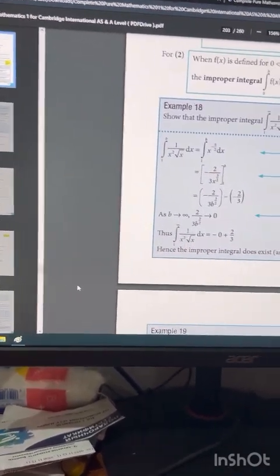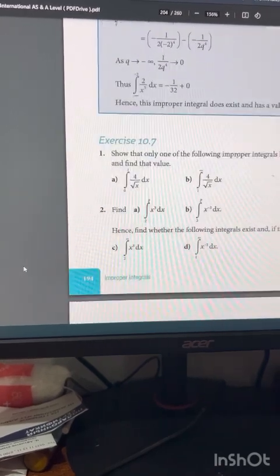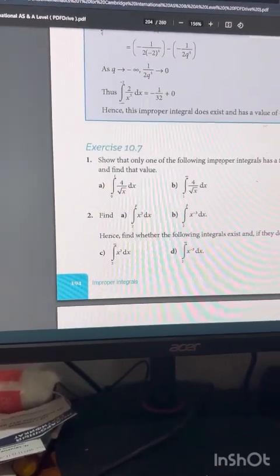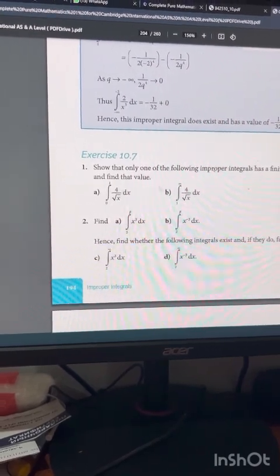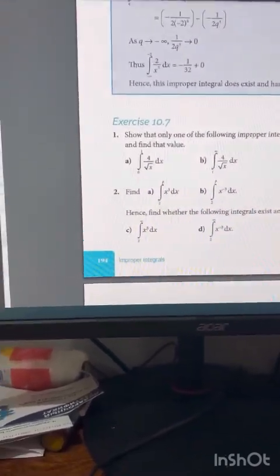Now I will show how I solved the first exercise, the first two equations. Here I have a pen.